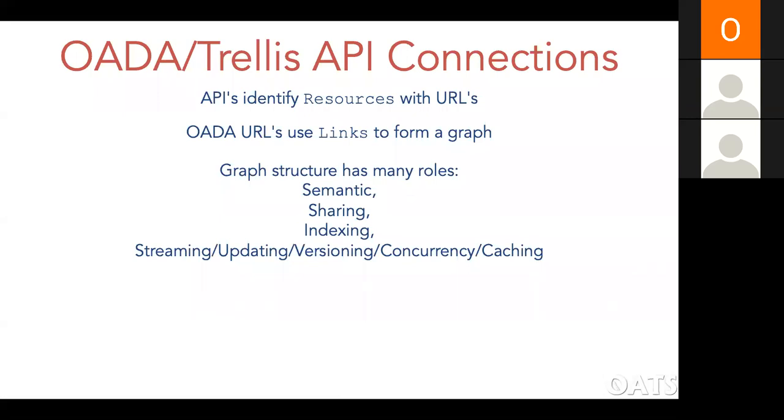And so the graph structure itself, I'm going to go over the thought processes you need to have to do these kind of graph style data modeling problems. It's got a lot of roles. It's got a semantic role, a sharing role. I'm going to go over each of these in detail in a minute to give you an idea of how you would work with the OADA and Trellis API itself to actually represent and serve your data.